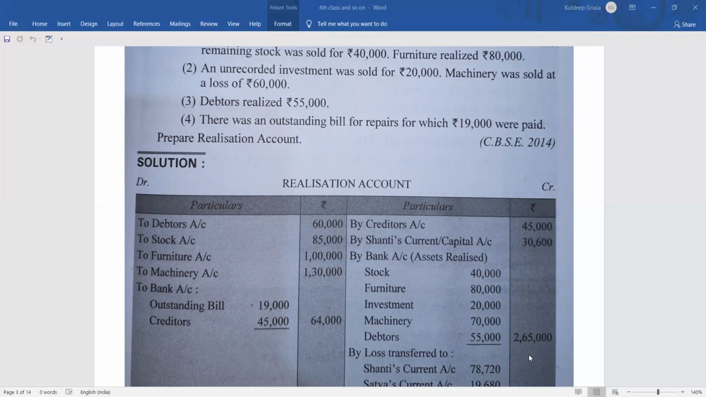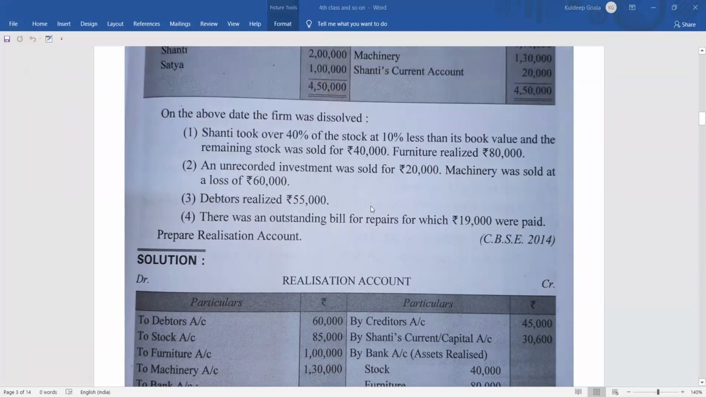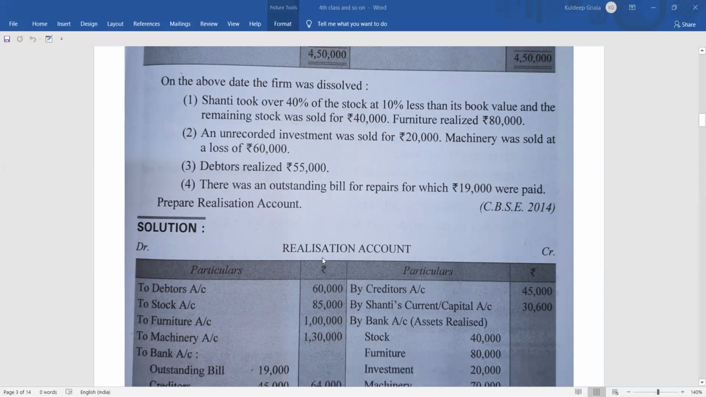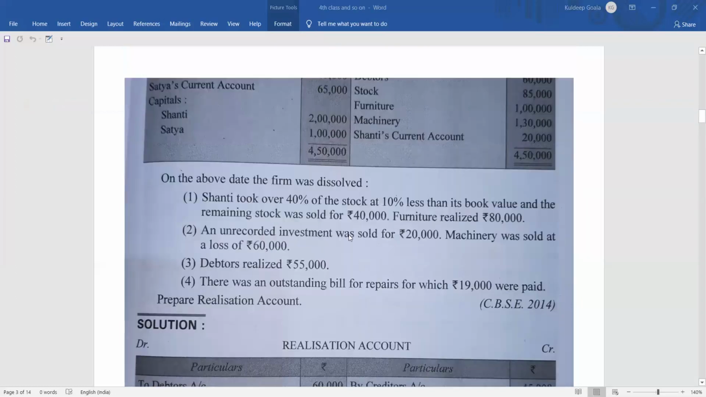Clear? 2,65,000. Now coming to the next one, there was an outstanding bill for repair which was 19,000 and it was paid. Okay, so what will be the journal entry? Realization account debit, because it's a loss when we are paying. So if we pay, it's a loss. Realization account debit to bank account. How much? 19,000. So that is why on the realization account debit side you will find to bank account, outstanding bill 19,000. Clear? Along with that we have got another liability, creditors.